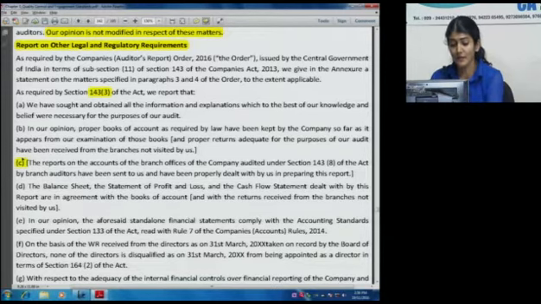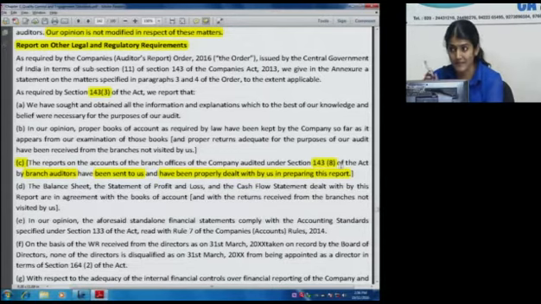The reports on the accounts of the branch offices of the company audited under section 143(8) of the Act by branch auditors have been sent to us and have been properly dealt with by us in preparing this report. So the reports of the branch auditors have been sent to us and we have properly dealt with those while preparing our own report.